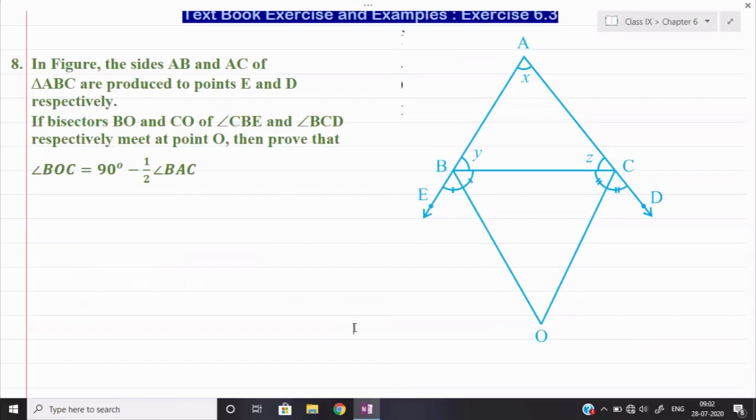I will take one more question similar to this. As you can see, the result is given: angle BOC is equal to 90 minus half of angle BAC. So the same result will be there, only in place of the minus sign the plus sign will come. However, there will be drastic changes in the figure and the given, but the result I have shown you, the only difference is of sign, plus will come in place of minus. So that question we will do.